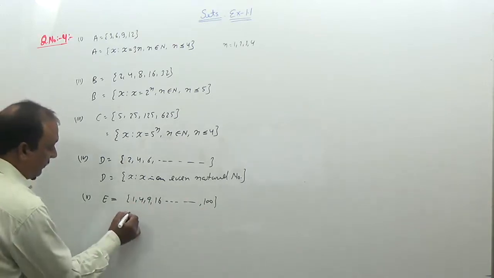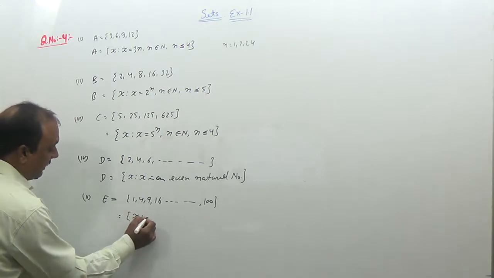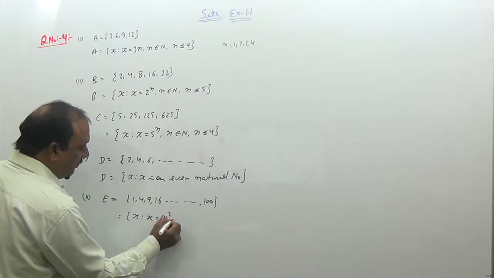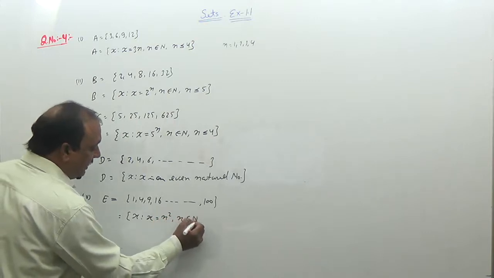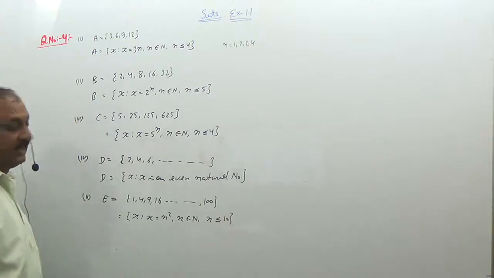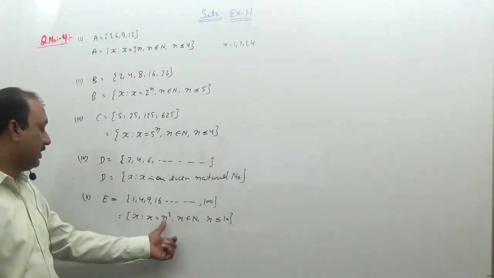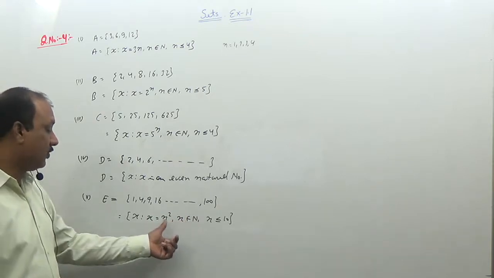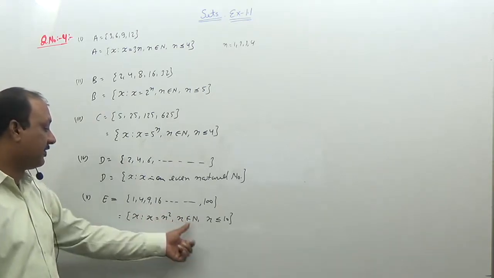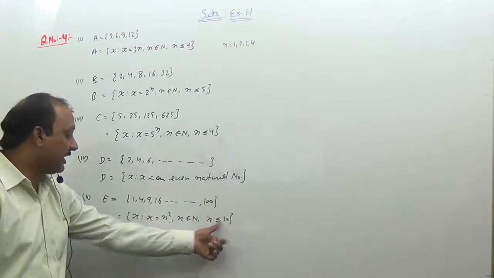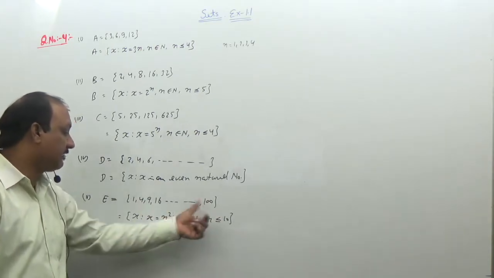So its set builder form we can write down as x, where x is equal to n square, where n is a natural number and n is less than or equal to 10. That is, when we take n equal to 1, this is 1 square, which is 1. When we take n equal to 2, 2 square is 4. When we take natural number 3, 3 square is 9. At last, when we take n equal to 10, 10 square is 100.